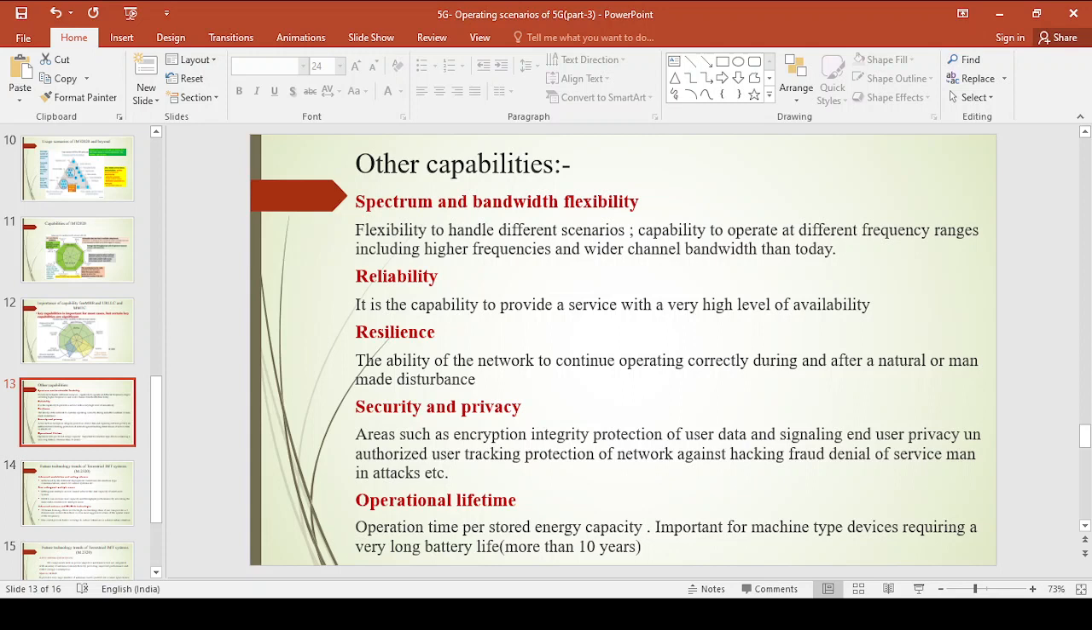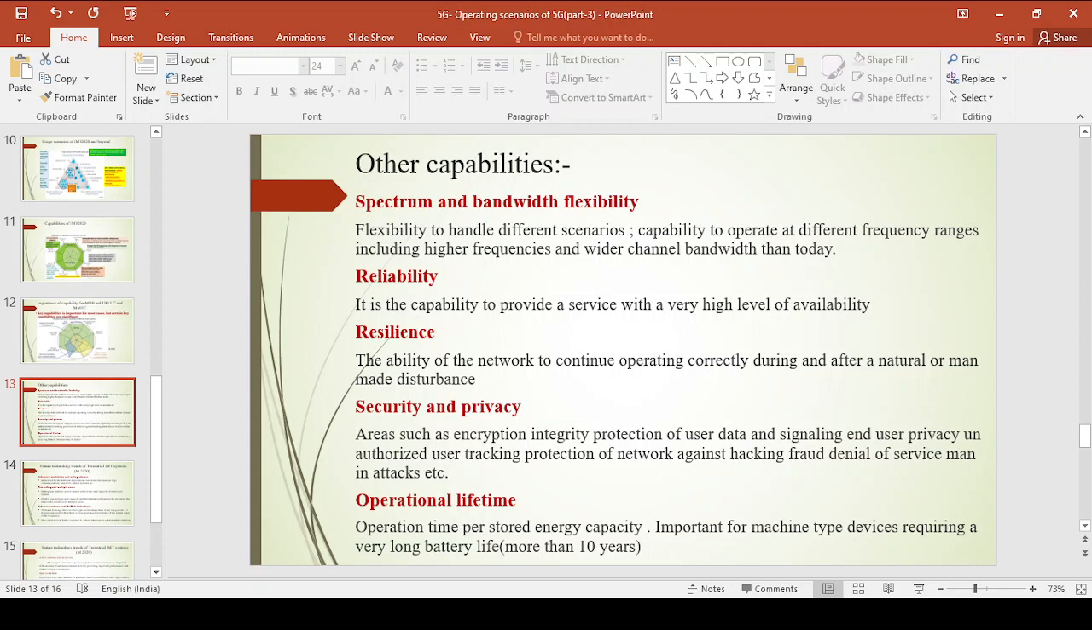Behind these capabilities, we have one more capability, that is spectrum and bandwidth flexibility, where you can operate at different frequency ranges and you can handle different scenarios. Now the next capability is reliability. It is the capability to provide a service with a very high level of availability.